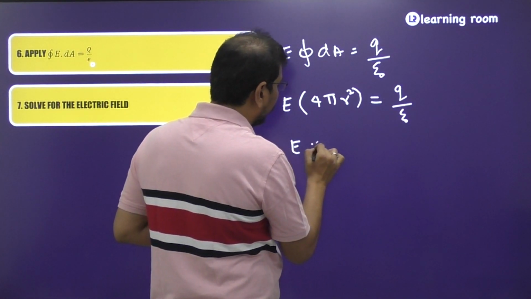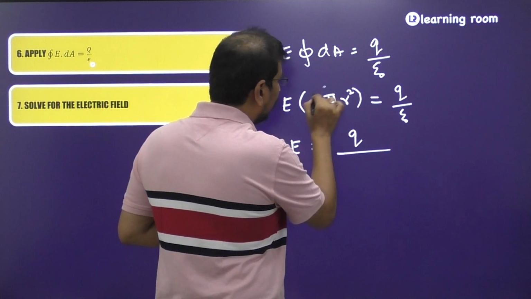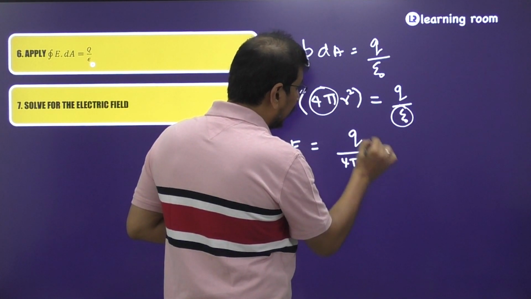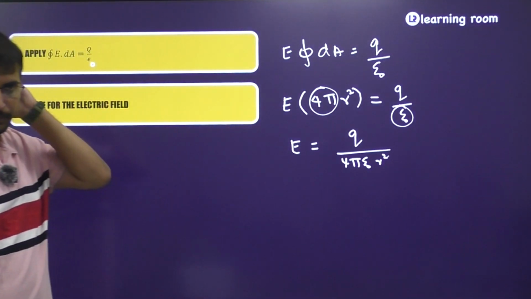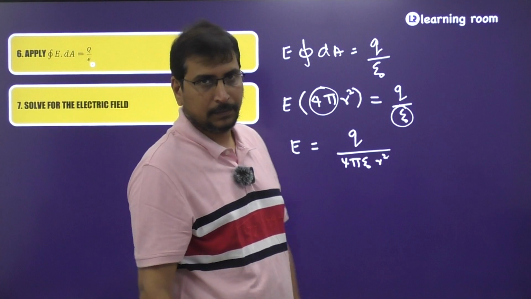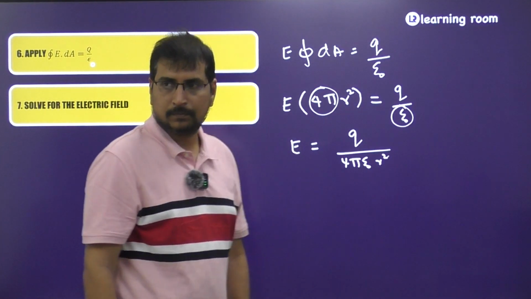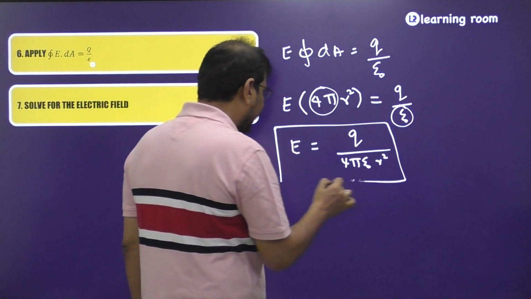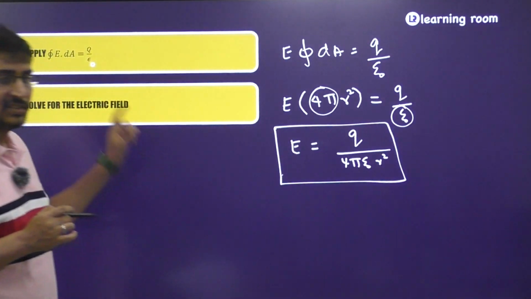So what is the value of electric field? Q divided by this 4 pi and epsilon naught, I'll combine. This r square I'll write separately. You're able to understand? It's the same thing that we derived in a different way. So this example I took only for you to understand the steps.